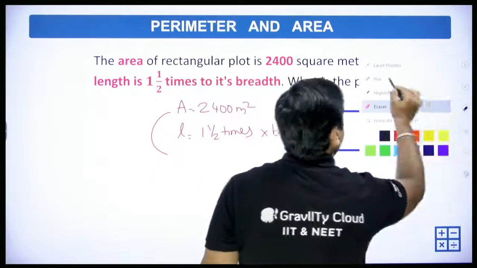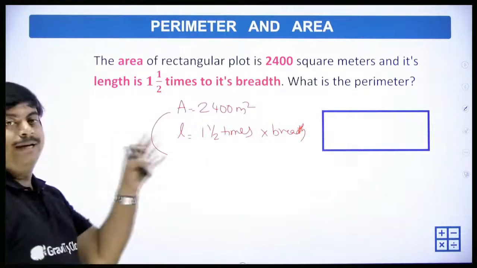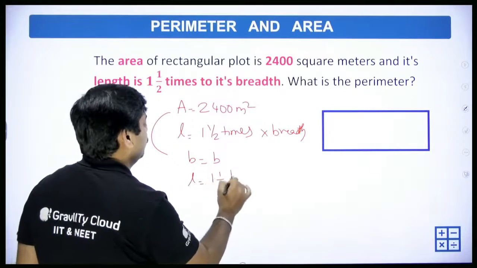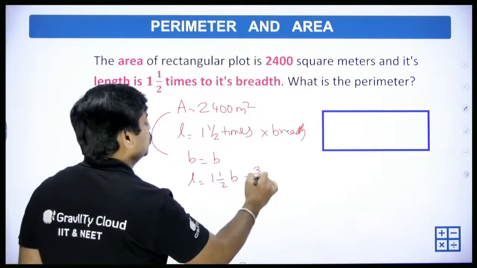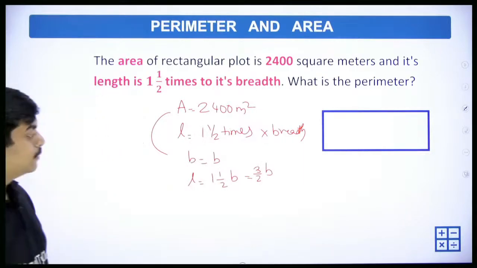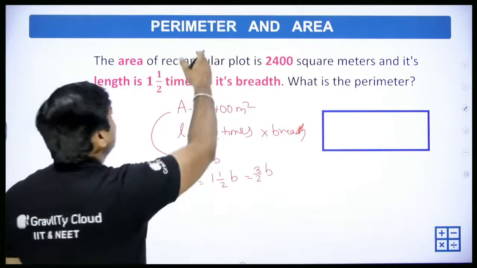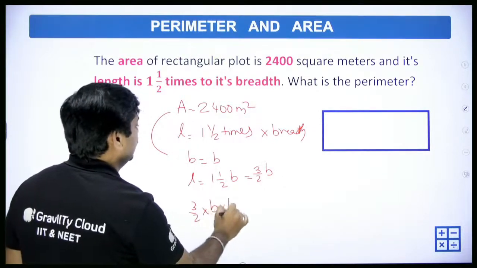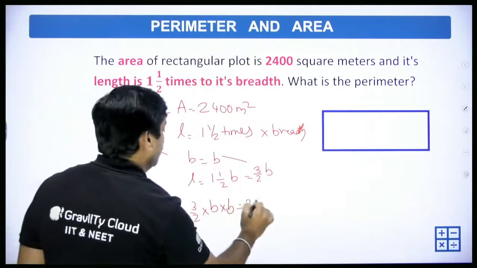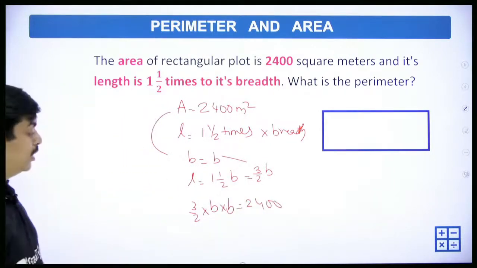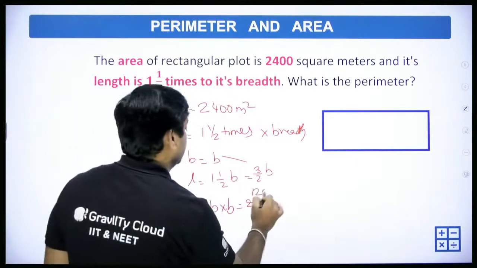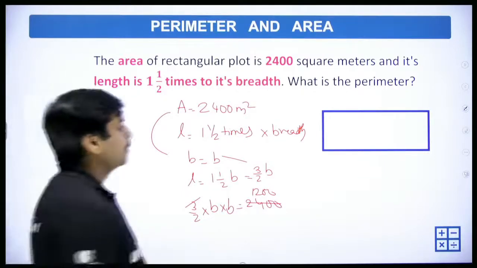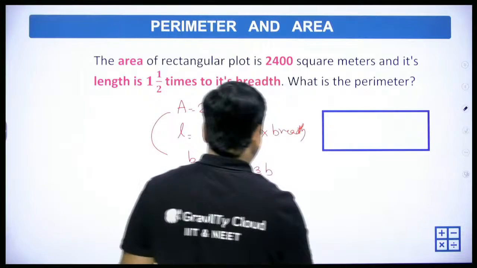Right. Okay. So length is 1.5 times breadth. So breadth is B, but length will give you 1.5 times B, which is 3 by 2 times B. So now length into breadth, because the area is given as 2400, is equal to 2400. Okay, so you can cancel 3 ones are 3, 12s. Not 12, 3, 8. Sorry, I'm cancelling with the 2. Let me erase that.